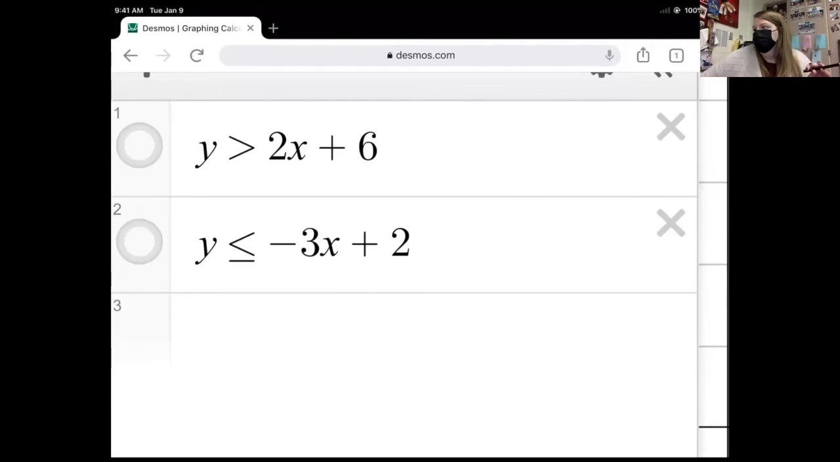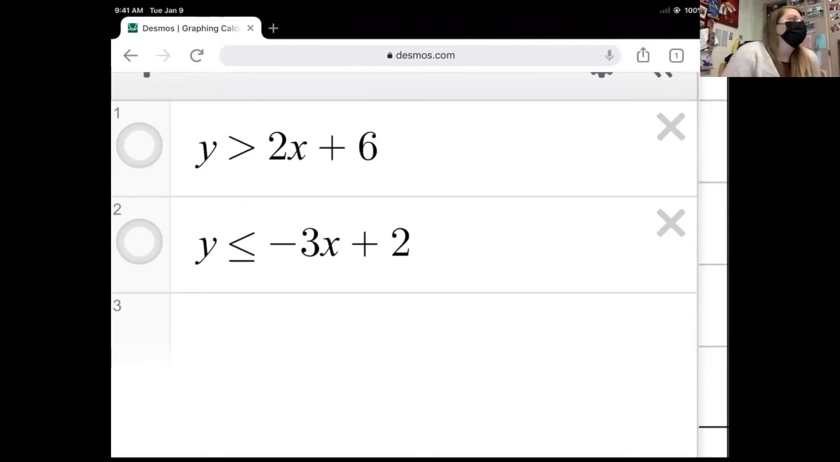Yeah, Bria. I would do what? Okay, at 0, 6, then what? Do you know what you would do after that? So you'd go up 2 and then right 1 to put our second point, and then we'd make the line.